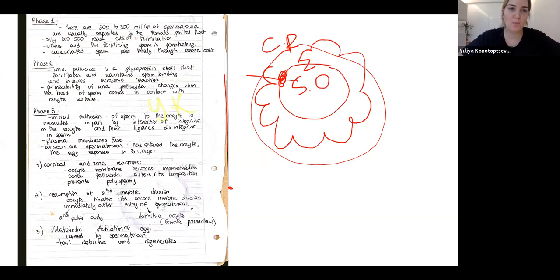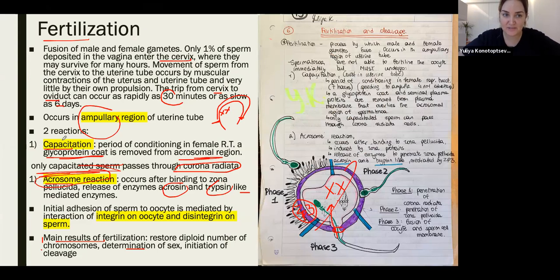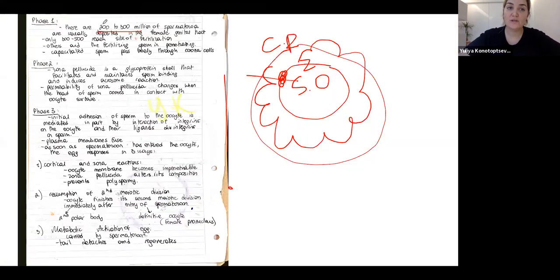So maybe the most important is that you deposit 200 to 300 million of spermatozoa. How many of them are capacitated? I hope you remember, right? So capacitation is where exposing the digestive enzymes, only 500 of them. So millions are deposited, only 500 are capacitated. So only 500 actually have the ability to fertilize the oocyte.